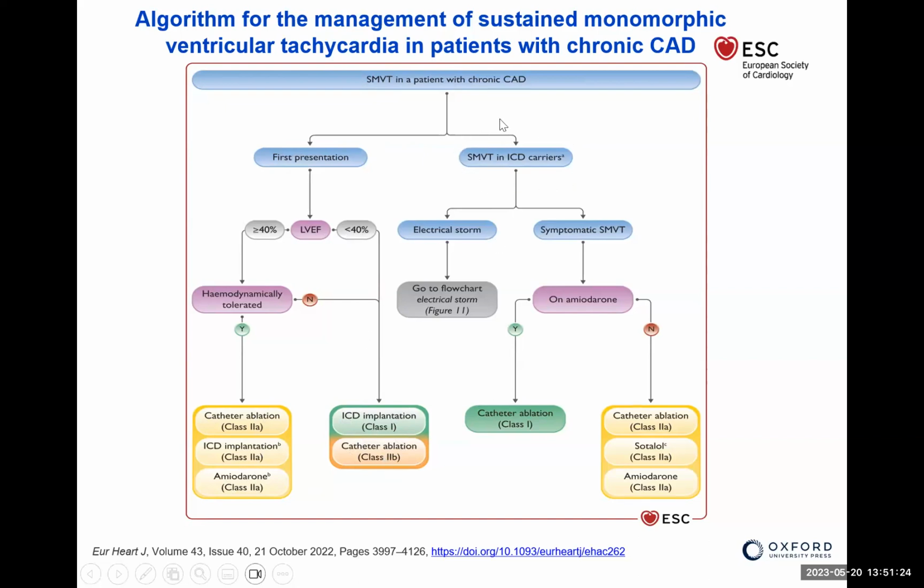If the patient has a sustained monomorphic tachycardia and he already has an ICD, if symptomatic, then we can go for amiodarone. If he's already on amiodarone, we go for catheter ablation. If he's not on amiodarone, we start amiodarone. If ejection fraction is 40% or more, sotalol can be used. Catheter ablation also, and you see the criteria for all of them. It is a class 2A indication for amiodarone, sotalol, or catheter ablation.